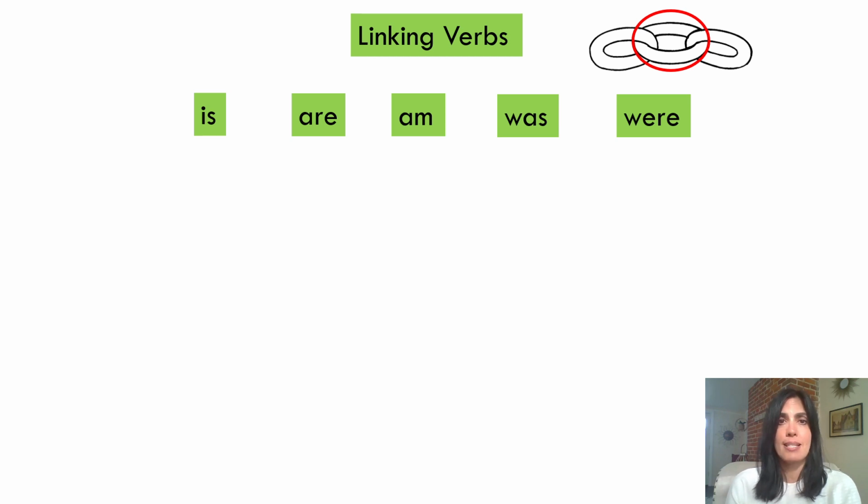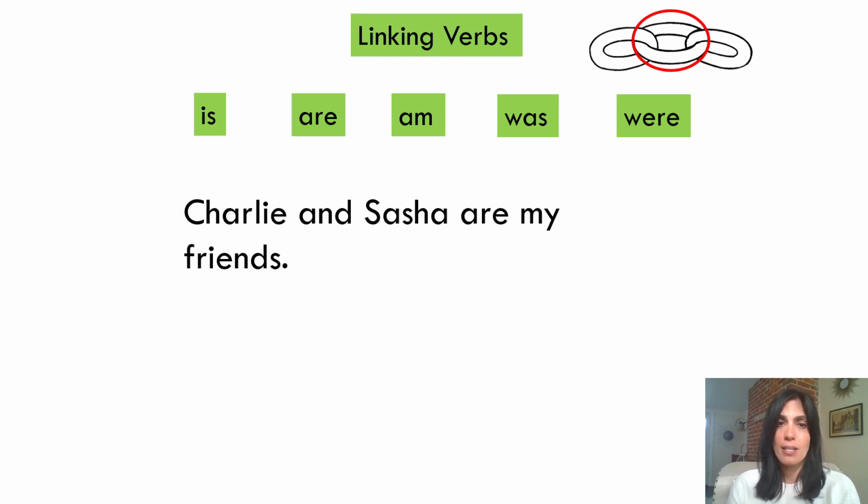Now listen to this sentence. It reads this: Charlie and Sasha are my friends. Who is this sentence about? Go ahead and think. Yes, the sentence is about Charlie and Sasha.